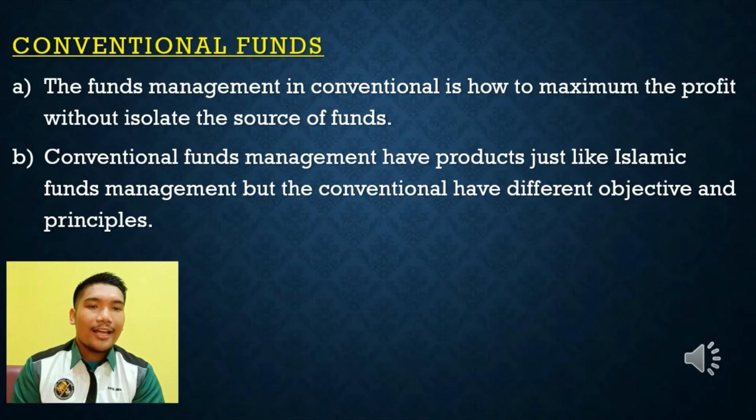Okay, as we know, in Islamic the base is Al-Quran and Sunnah, and the Sharia principle must avoid such things as riba, gharar, and maisir. But in conventional, they only think about how to maximize the profit, without knowing what comes from the sources, maybe from riba or interest or usury or gharar or maisir.